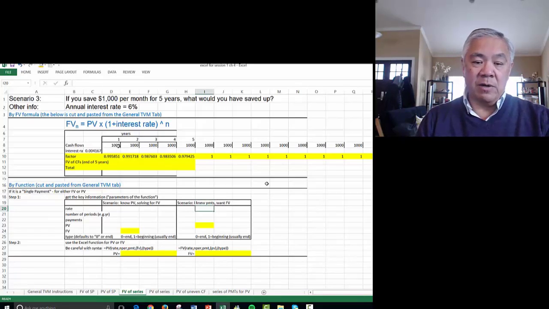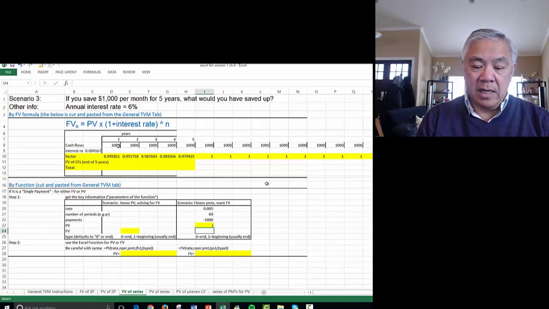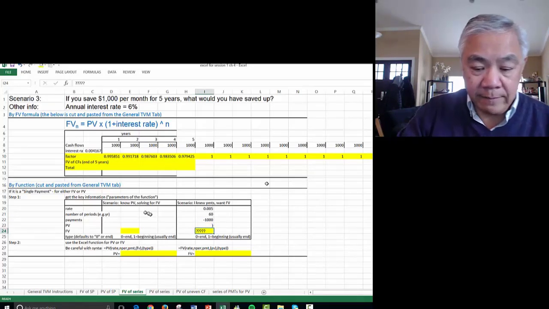Okay. So what is the payment? 1,000. Or I'm sorry, what is the rate? Again, it's monthly, so it equals 0.06 divided by 12. And then what's the number of periods? 60, right? 60 months is 5 years. The payments, $1,000 a month. And let's have us put out the money. We're going to save $1,000, so we're going to take out of our pocket $1,000. And the present value, nothing. It says 0 at this point. And the question mark is here, the future value.